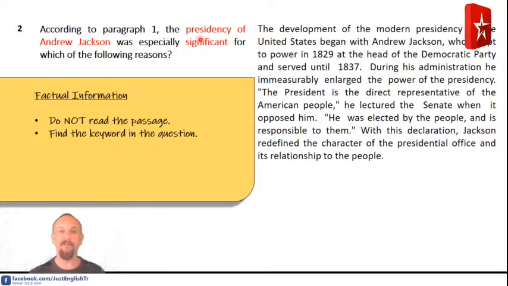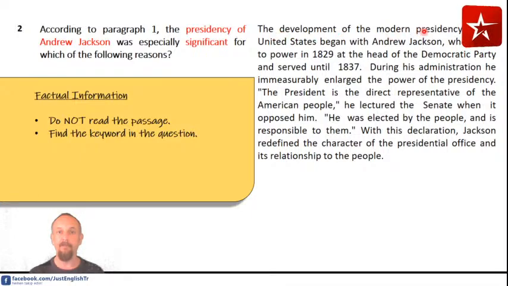Very good. Okay, I'll take it a little bit slower then. We may not be able to finish the whole reading passage today, but I don't want anybody to feel stressed or pressured. I'd rather you have enough time to answer these questions and practice what we're actually doing. So we found the keywords here, presidency of Andrew Jackson, was especially significant. And we're going to try and find those keywords in this paragraph.